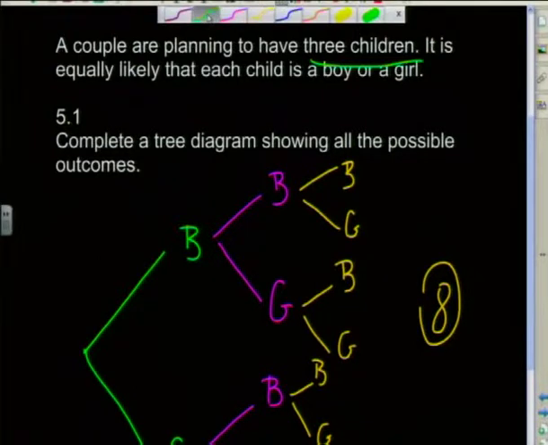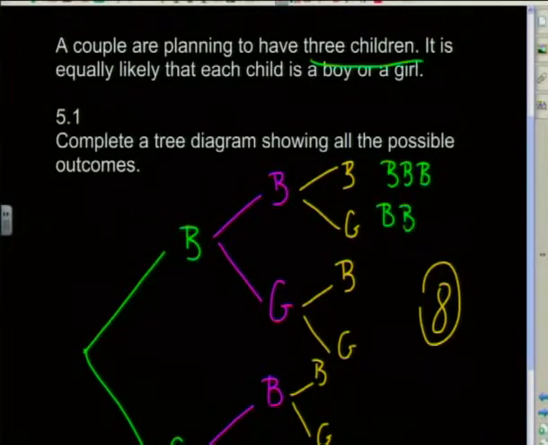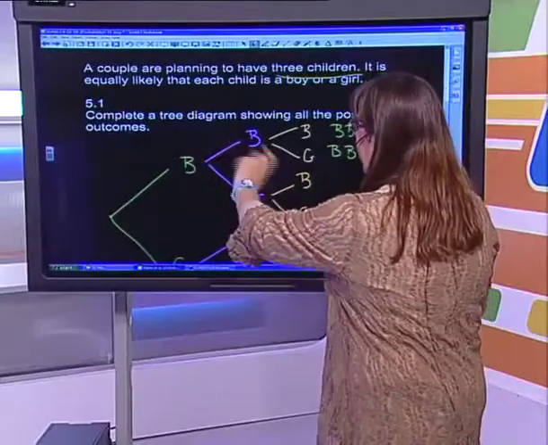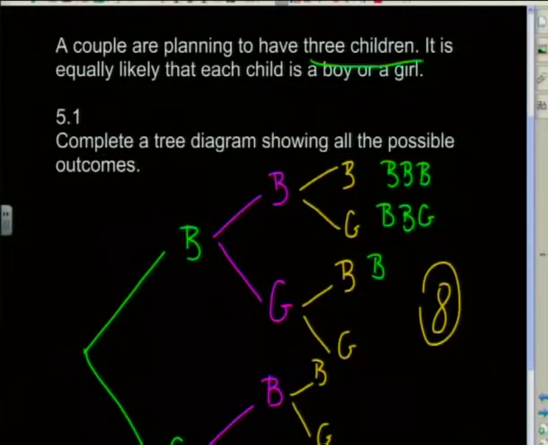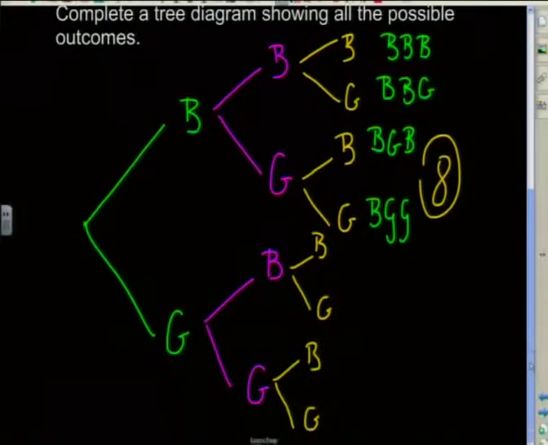We'll have to use green again. So I've got the possibility of boy, boy, boy. Go back to the beginning. I've got boy, boy, and girl. And then boy, girl. I'm going to just do a few. Boy, girl, and boy. A boy, girl, and girl. Okay, well, there's not that many of them.